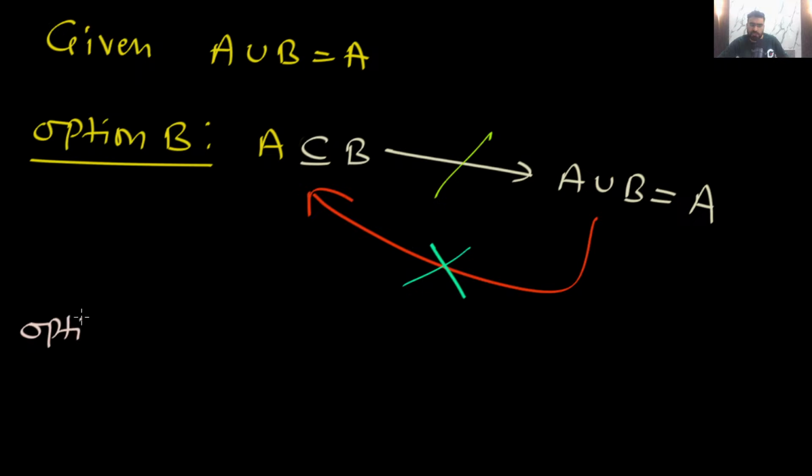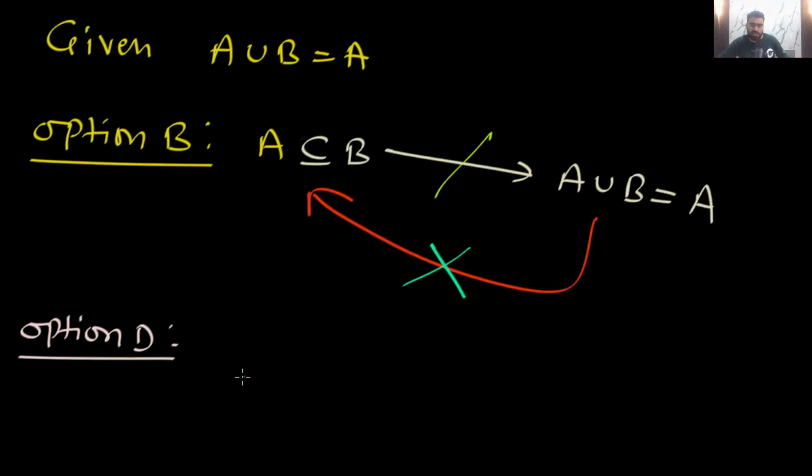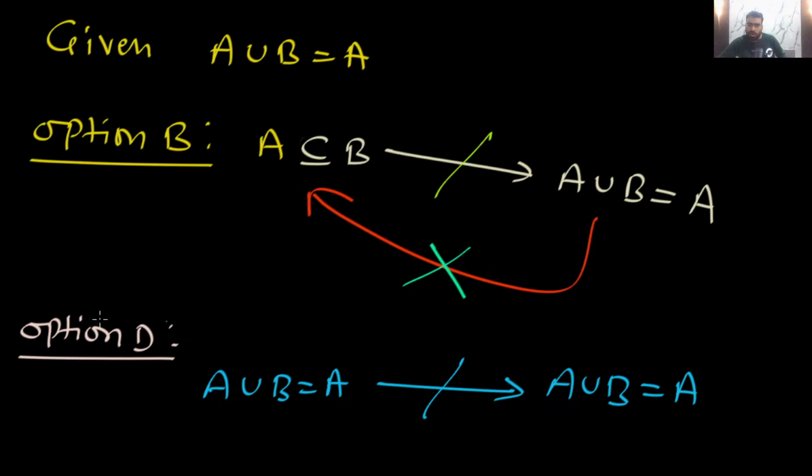What about option D? Option D is saying that B union A is equal to B. Okay, remember again, this does not imply A union B equal to A. Also, this also does not imply this. So please understand, both sides, this is also wrong. Is this clear?